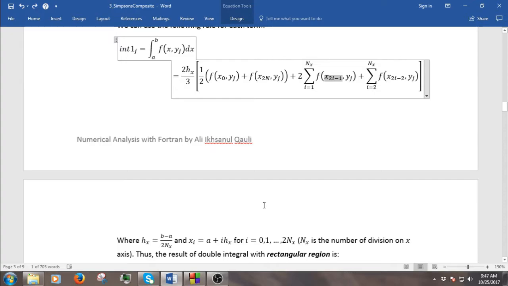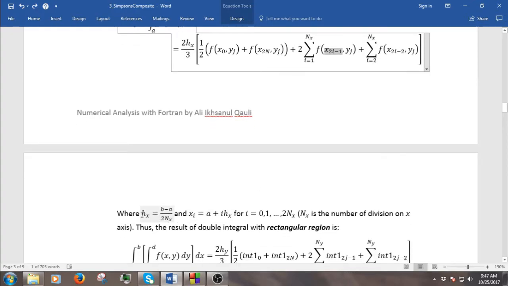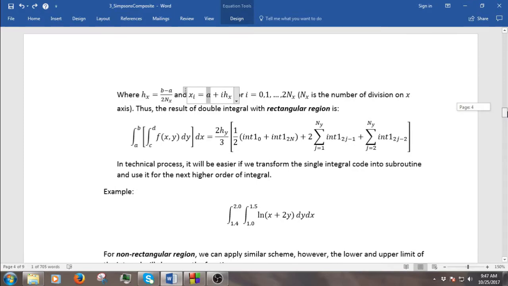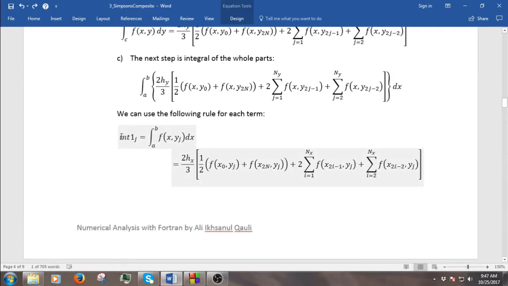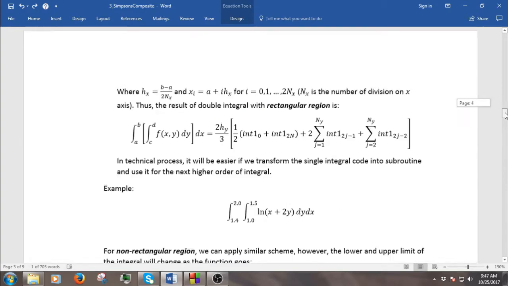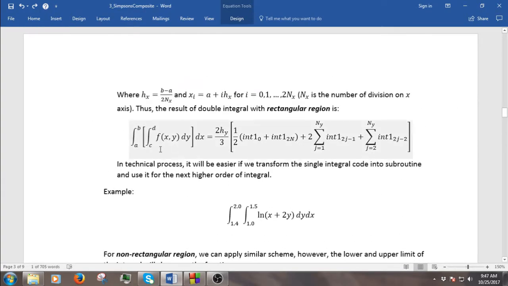So after that, we also define the step size here and the x as well. The x is, remember, a plus i multiplied with hx, and i starts from 0 to nx. Nx is the number of the subdivisions on the x-axis. So by doing this simplification, we have a final result here of the double integral with rectangular region.